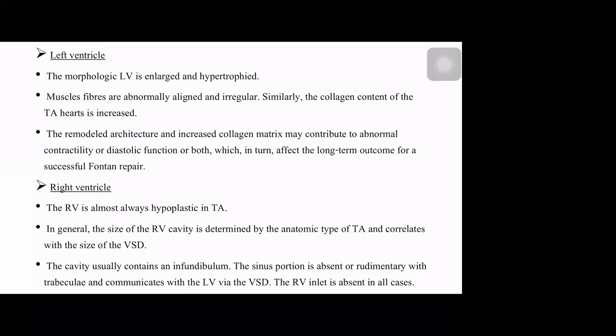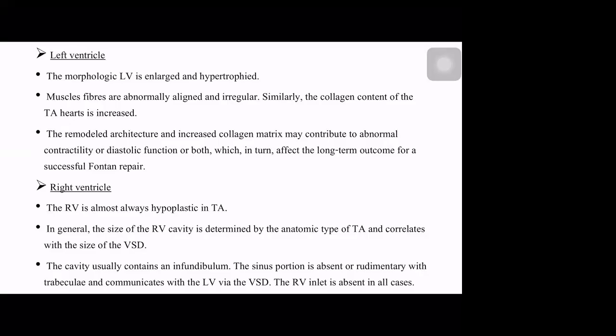What about the right ventricle? The right ventricle is almost always hypoplastic in tricuspid atresia. In general, the size of the RV cavity is determined by the anatomic type of tricuspid atresia and correlates with the size of the VSD. If the VSD is very large, you can find not a hypoplastic or rudimentary RV, but an area above those. The cavity usually contains an infundibulum.